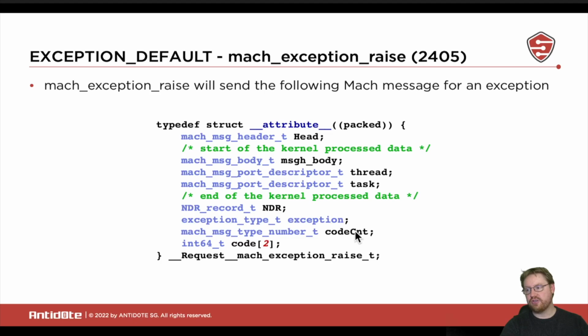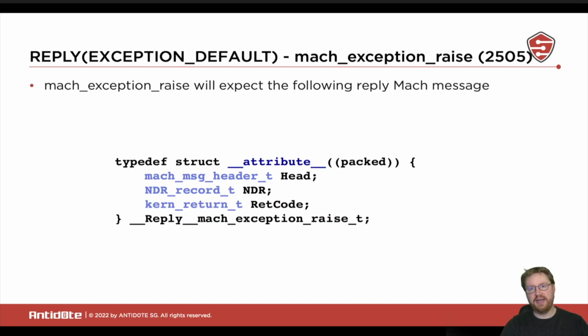And then the additional information for the exception, we have the code count, which is usually 2, and then we have two 64-bit values that give us more information about the exception. So when you handle this exception, you need to send back a reply, and this reply packet should look like this here and has this 2505 code in it. But here there's nothing much, there's just the return code that is inside the message.